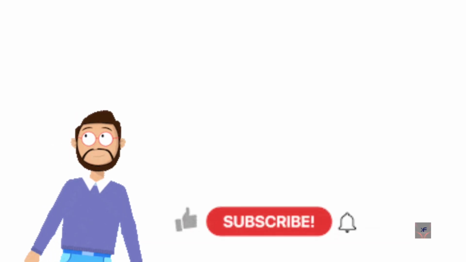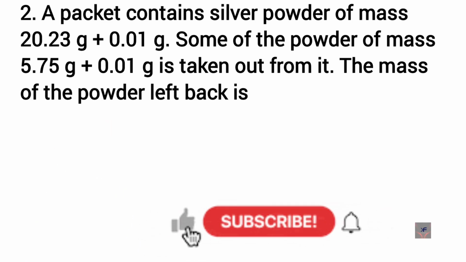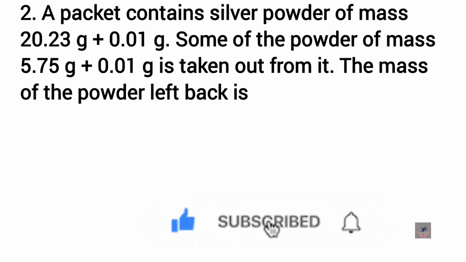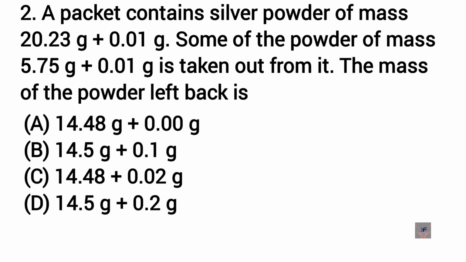Now let's move on to the second question. A packet contains silver powder of mass 20.23 gram ± 0.01 gram. Some of the powder of mass 5.75 gram ± 0.01 gram is taken out from it. The mass of the powder left back is. There are 4 options here.